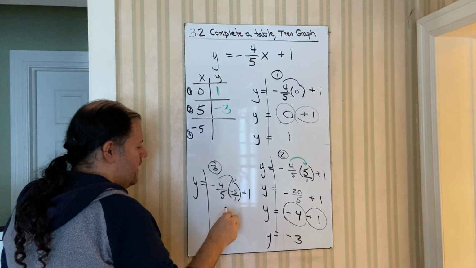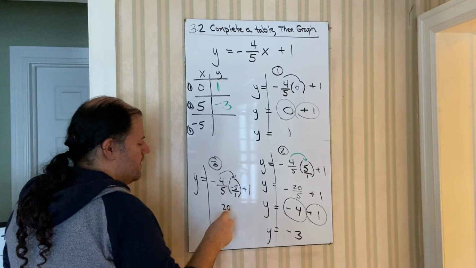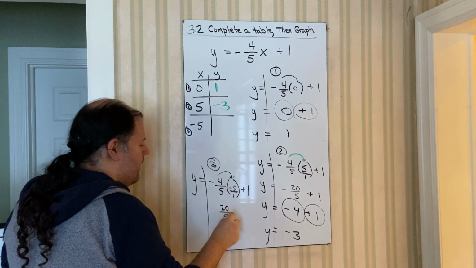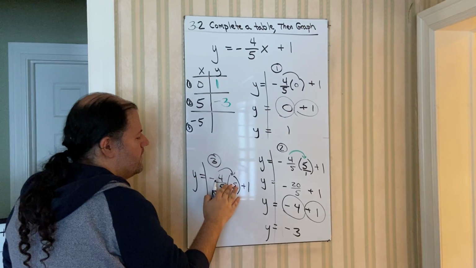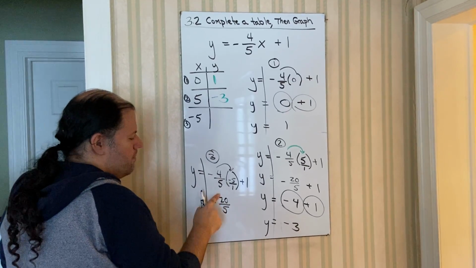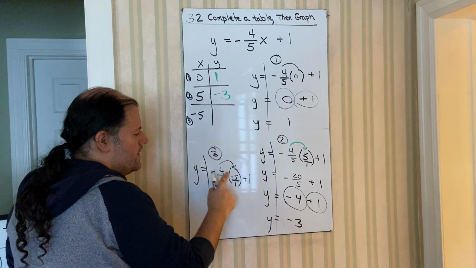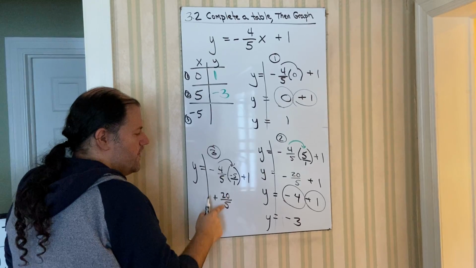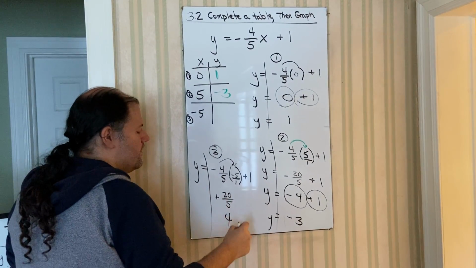So 4 times 5 looks like 20 again. 5 times 1 looks like 5 again. But negative times negative, negative fraction times negative fraction is going to be a positive fraction. But you can reduce this, 20 divided by 5. Notice I want to reduce first because I want to take care of all multiplication or division first before I do any addition. So 20 divided by 5 is 4.